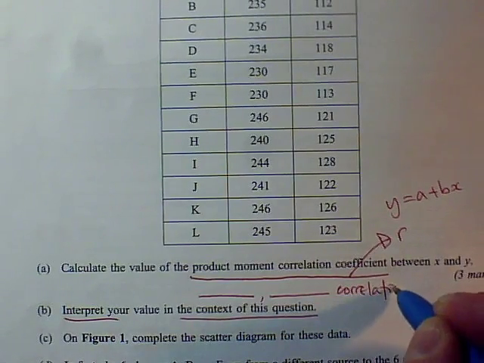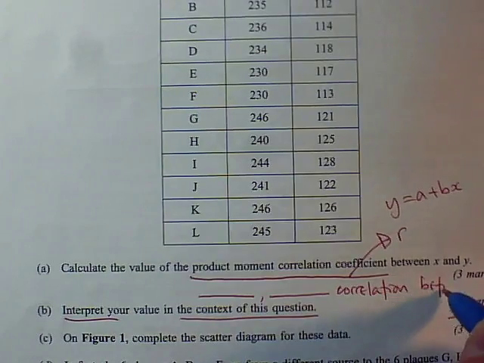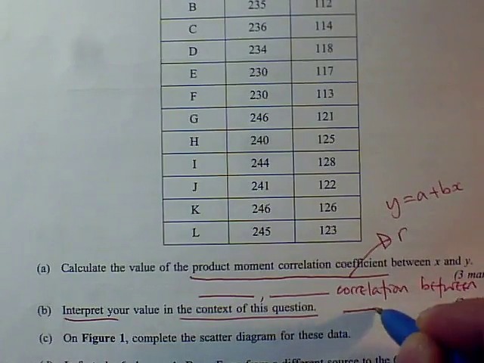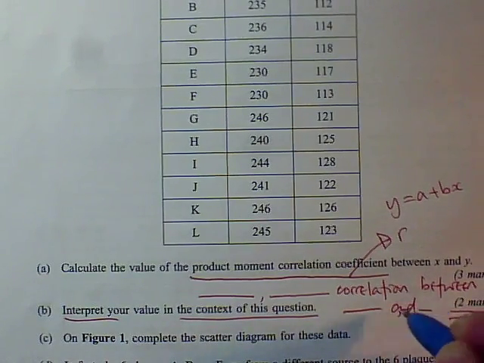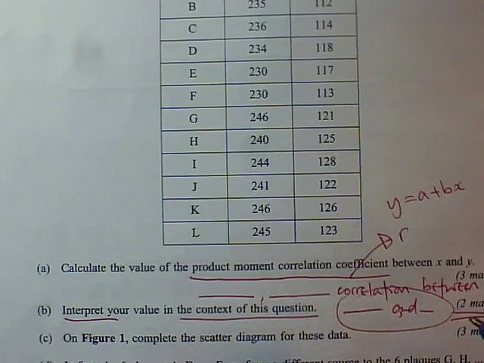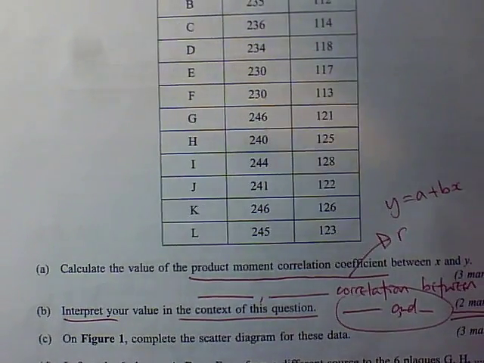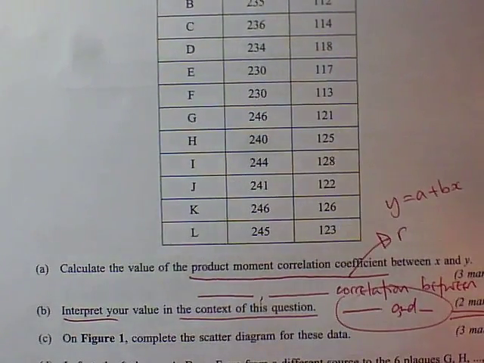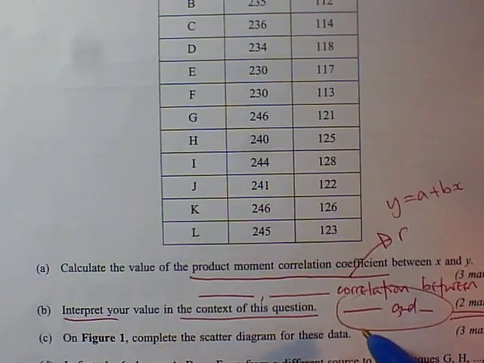And then you say between. Okay, and you have to say between what and what. And the in context part means that this is in words, you actually say what they are. You just don't say between x and y, because that won't give you any marks at all. Okay, so standard statement for interpretation of R in context.